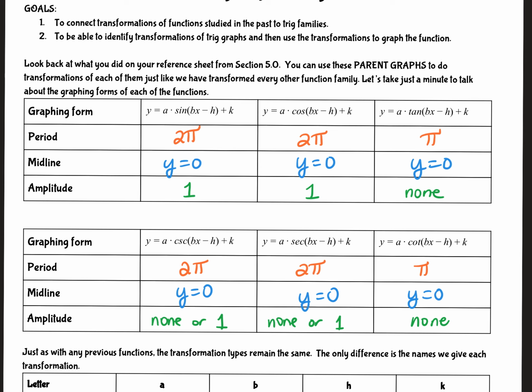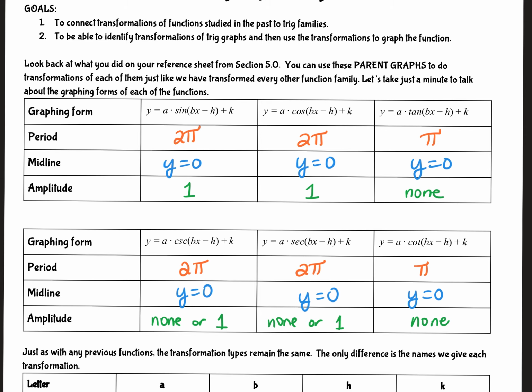Just as a quick recap, all of the functions have a period of 2 pi except for your tangent and cotangent function. All of your midlines are at y equals 0 before you do any transformations. And your amplitude is essentially 1 except for tangent and cotangent, which truly don't have an amplitude. When we talked about cosecant and secant, we said technically there's not an amplitude, but when it comes to graphing, it might be easy to say that there's an amplitude of 1.